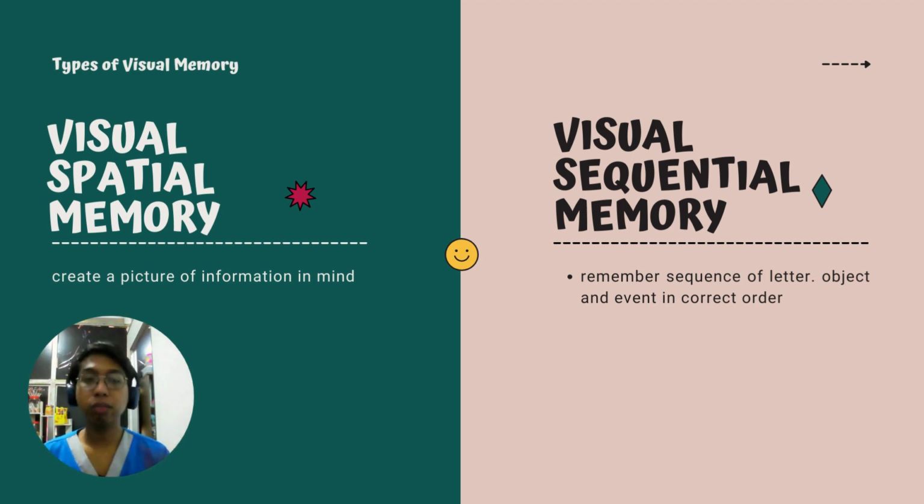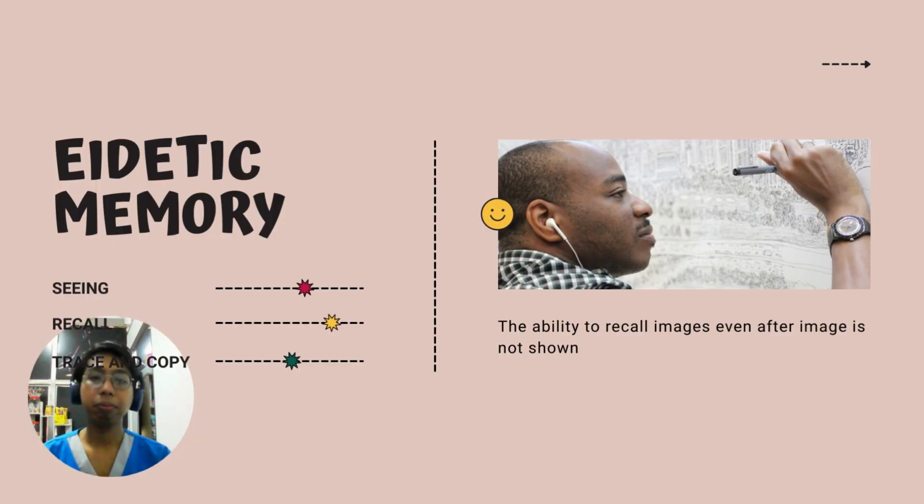And then when it comes to visual sequential memory, remember the keyword is sequential, meaning in sequence. Remember the sequence of letters, objects, and events in correct order. So to memorize "saya," you know that this is how the sequence of letters should look like: S and then followed by A and then Y A, saya, in the correct order. This is how visual sequential memory works.